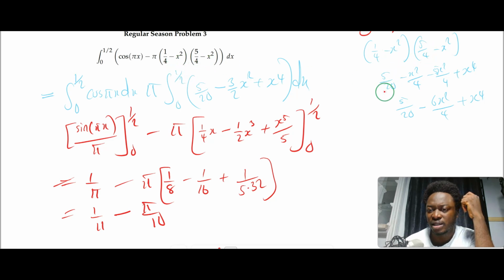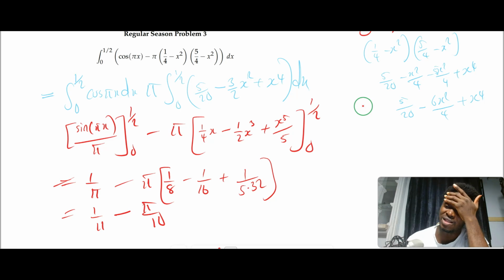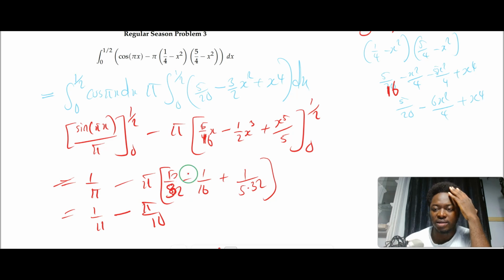Okay, 5 over... this is not 20. This is supposed to be 16. It's supposed to be 5 over 16x. So that is supposed to be 32. So this is supposed to be 5 over 32. Yeah. Okay, let me just check here. Yeah, if you just go to the math, everything, you're supposed to get 1 over pi minus pi over 10.